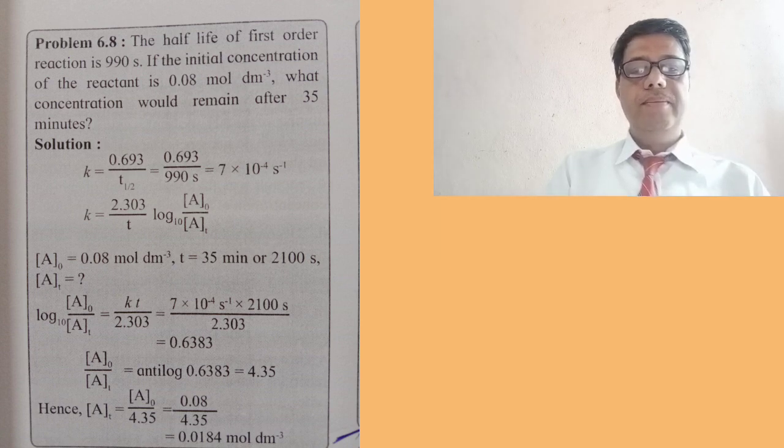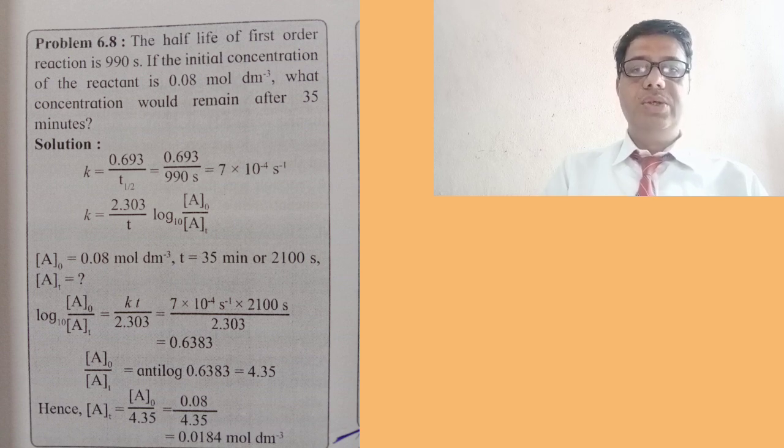So in this problem, first, the half-life of this reaction is given, 990 seconds, and also the initial concentration of the reactant. We have to calculate the concentration remaining after 35 minutes. So first we have to calculate k by the equation of half-life of the first order reaction, that is k is equal to 0.693 upon t half. Putting the value of half-life, k is equal to 0.693 upon 990 seconds.